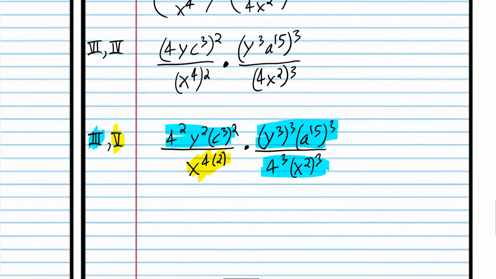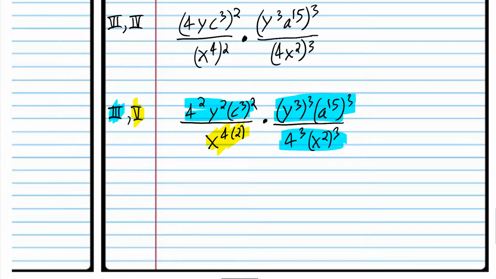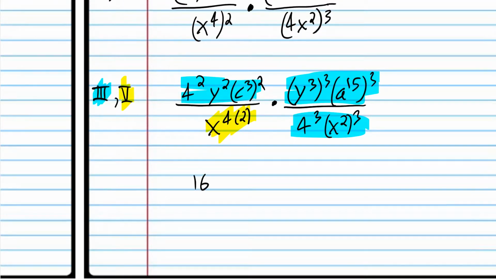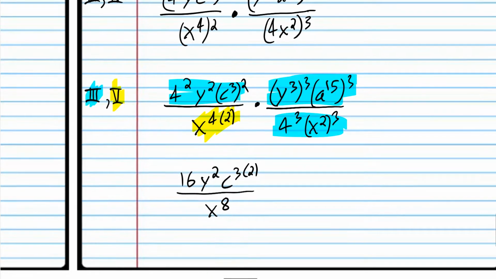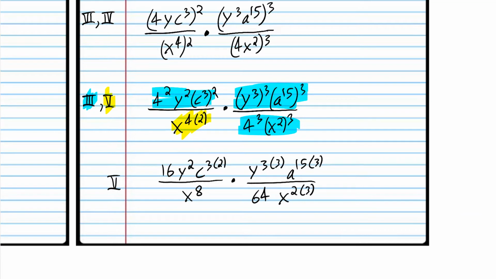Okay, so constantly going back and double checking, making sure that everything's correct. It's so easy to make a mistake on these problems. So now 4 to the second power, that is 16. And we have c to the 3 times 2 power over x to the 8. And y to the 3 times 3 using rule number 5. So on and so forth. 4 to the third power, that's going to be 64. And x to the 2 times 3 power. So we used rule number 5. And I think we just simplified everything else.